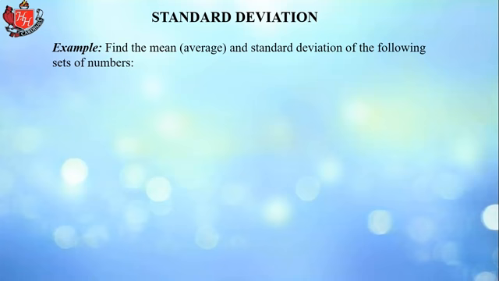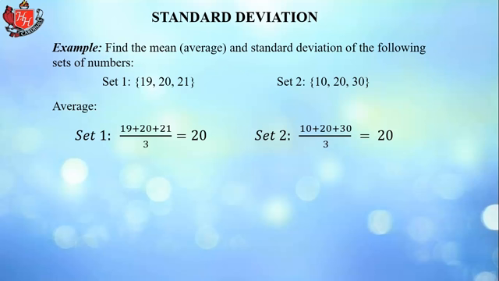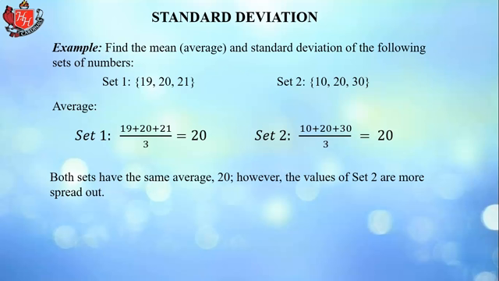Example: find the mean, average, and standard deviation of the following sets of numbers. Set 1 is 19, 20, and 21. Set 2 is 10, 20, and 30. So let's find the average of those first. For set 1, the average is 19 plus 20 plus 21 divided by 3, because there are 3 numbers, and that gives you 20. For set 2, it's 10 plus 20 plus 30 divided by 3. That also gives you an average of 20. Both sets have the same average, 20, however the values in set 2 are more spread out.